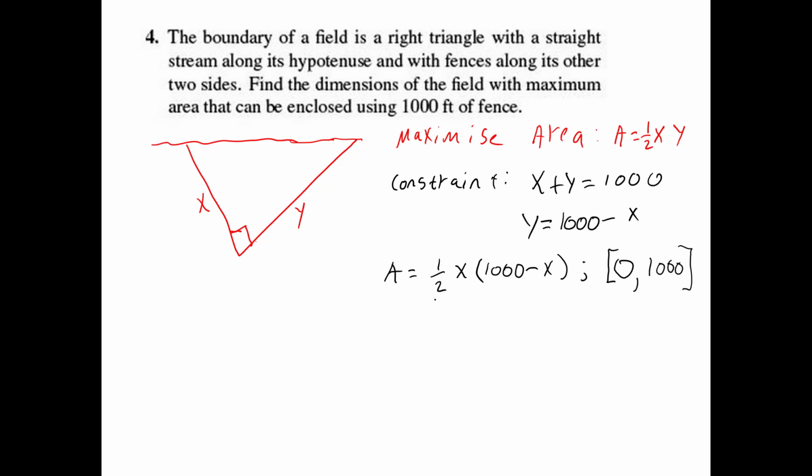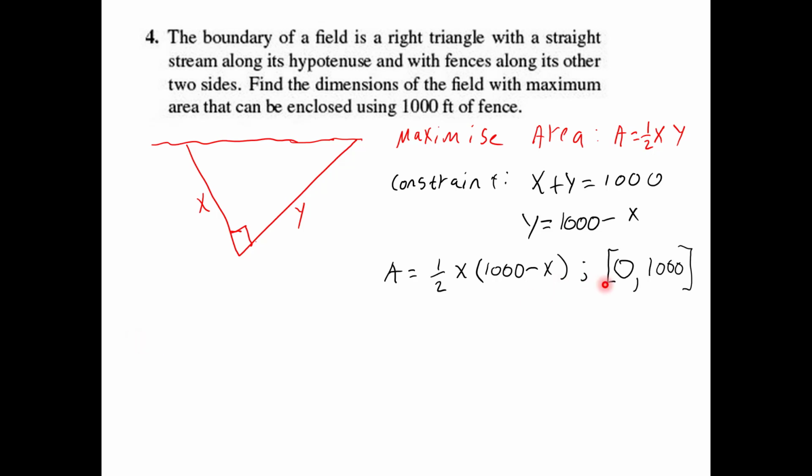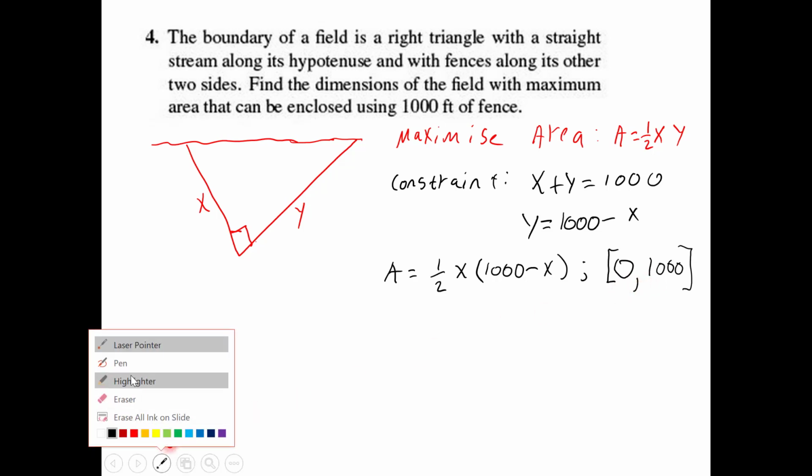Also notice that because we're looking at a continuous function on a closed interval, we're guaranteed to have an absolute max and an absolute min. So by including 0 and 1,000, we guarantee that our calculus will work out. We also know that it can't happen at the endpoints, because at the endpoints our area is 0. So now we can work on figuring out where are the critical points.